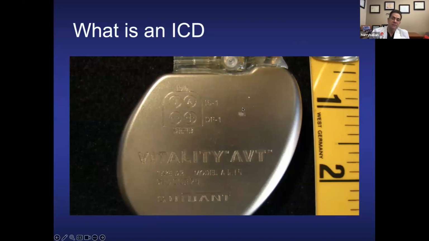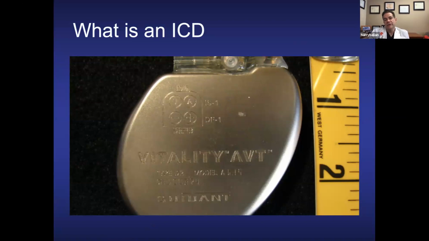It acts both as a pacemaker and a defibrillator. It's placed under the pectoralis muscle. It has a lead in the right atrium and a lead in the right ventricle, and it detects any arrhythmias. It can pace the heart. It can also shock the heart.